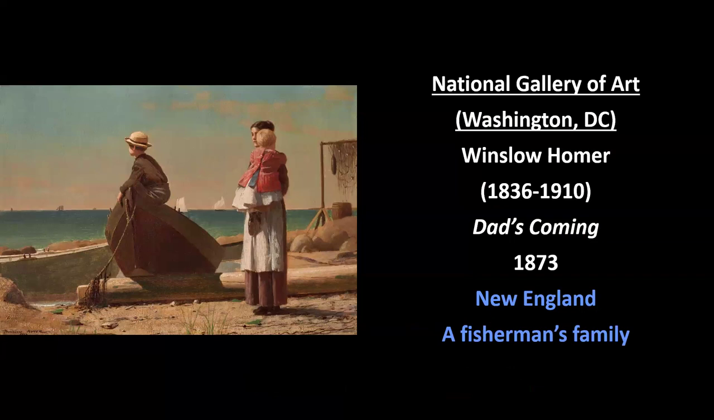And then continuing on with the same subject. So, Dad's Coming from 1873. This boy and his sibling and his mom probably are waiting for their father to return from the ocean, probably a fisherman's family. This is at the National Gallery of Art in Washington, D.C.